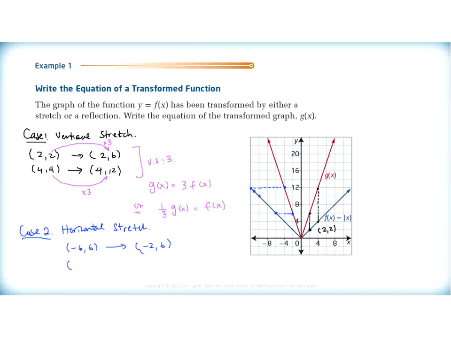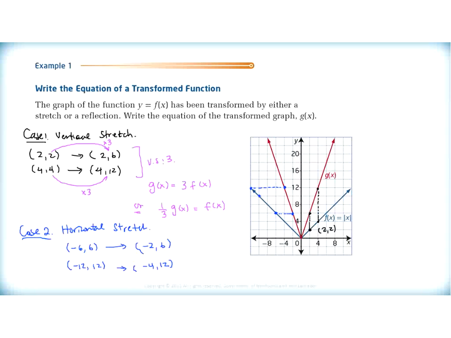That's the point (-8, 10), (-12, 12), and (-12, 12) has been moved to (-4, 12). Now let's compare the points. There's no change in the y value. What has happened to the x value in both cases? You can see that it's a horizontal stretch now of 1/3. A horizontal stretch of 1/3.